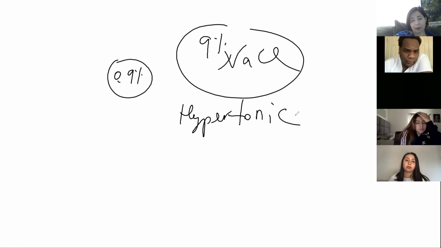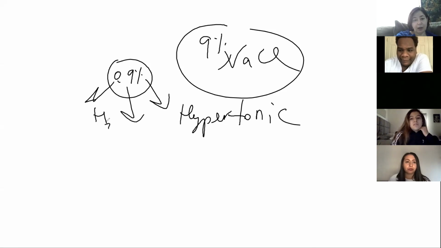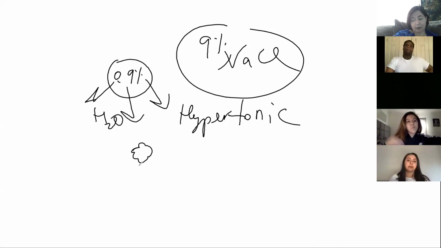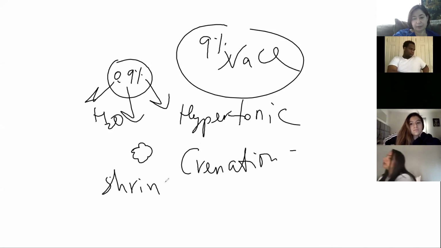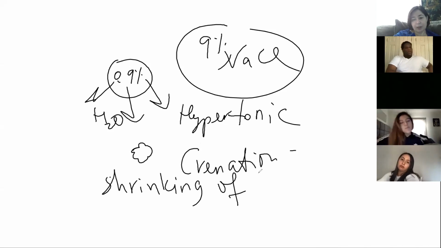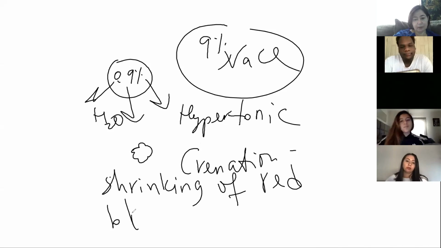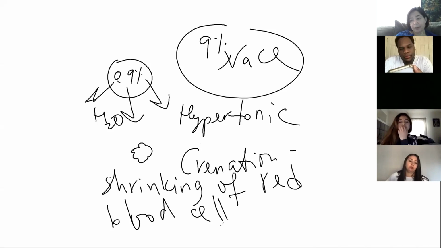So what's going to happen to the cell? Will the water move in or out? Out, exactly. Water is going to start going out. So the red blood cell is going to shrink and die. This is called crenation. Crenation is shrinking of the red blood cell.